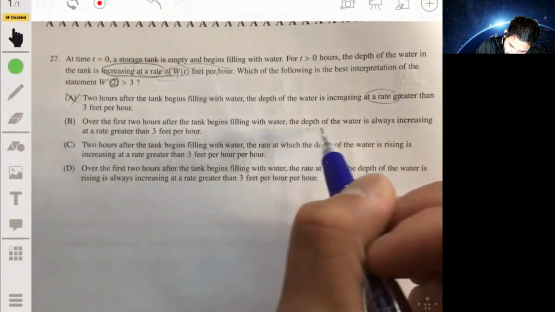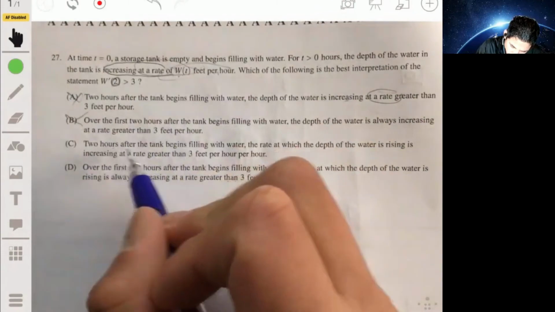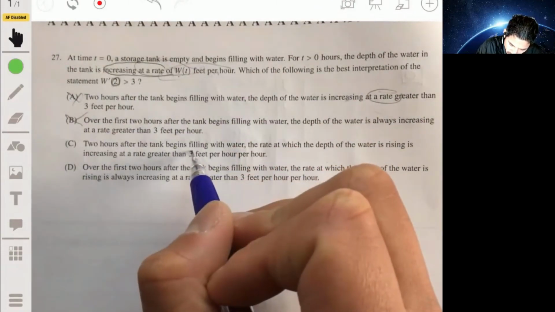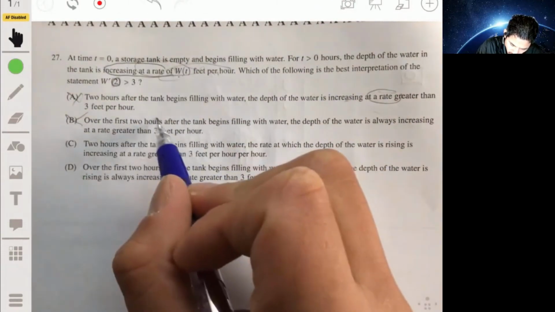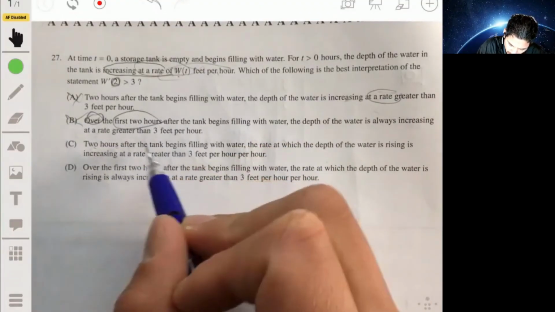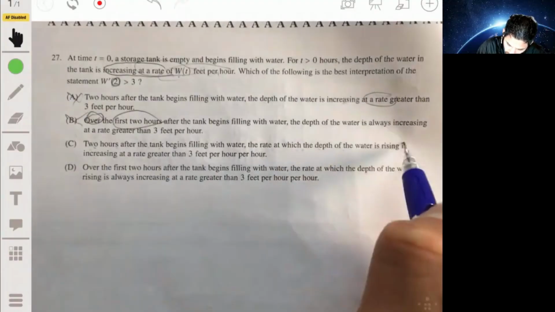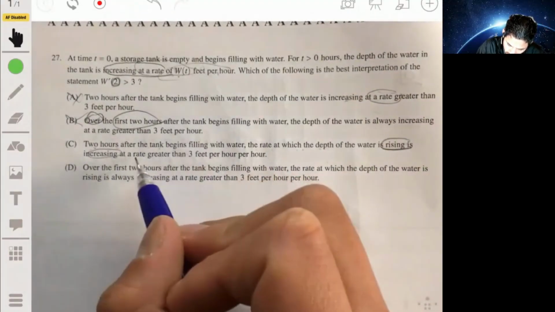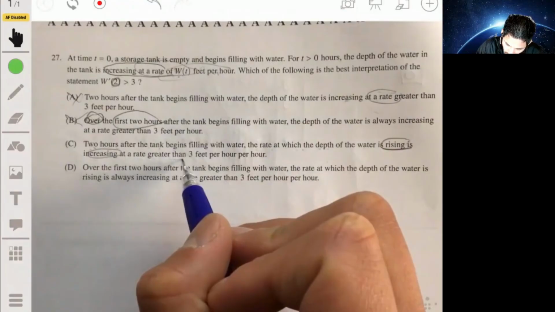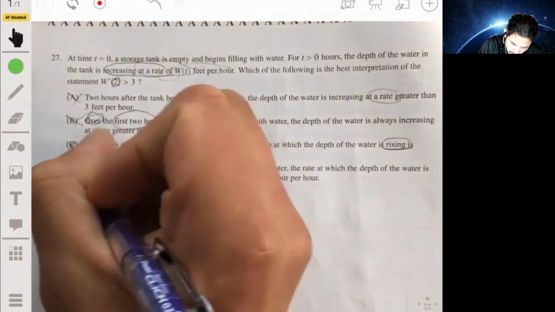Over the first 2 hours, the depth of the water is always increasing. Great, it's not going to be that one. 2 hours after the tank begins filling. And it's definitely not this one, because this is over the first 2 hours. It's going to be at 2 hours. 2 hours after the tank begins filling with water, the rate at which the depth of the water is rising is increasing at a rate greater than 3 feet per hour per hour. So the answer will be C.